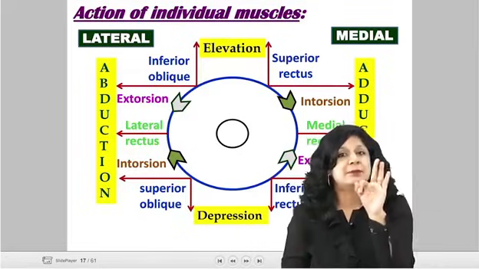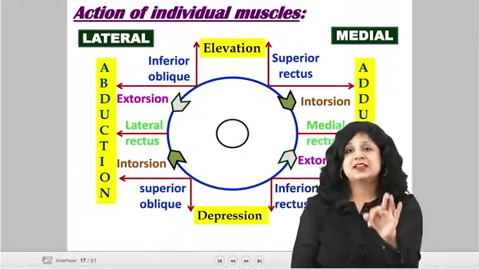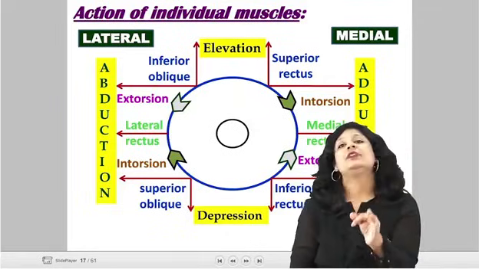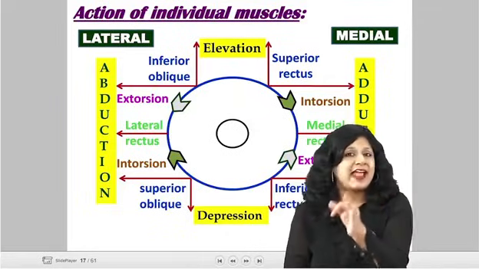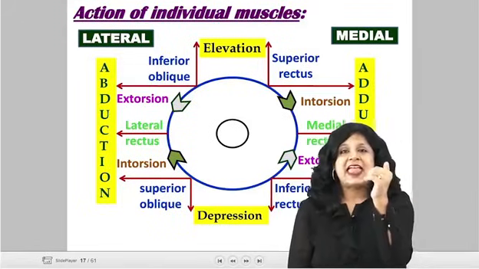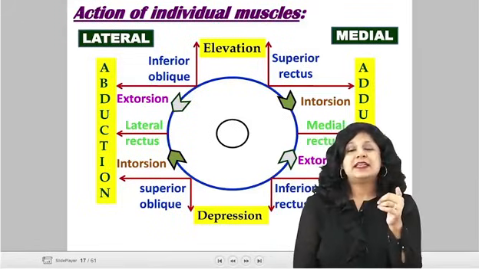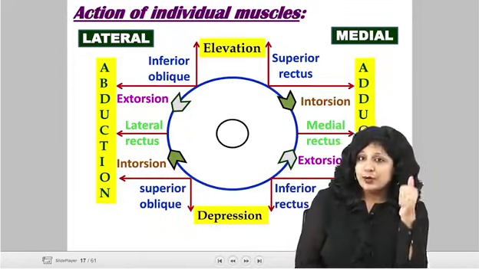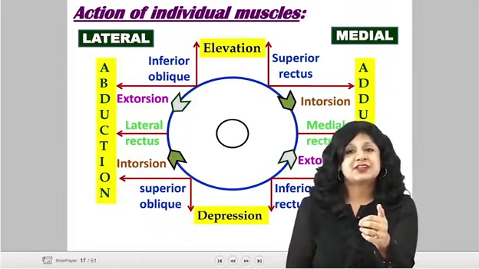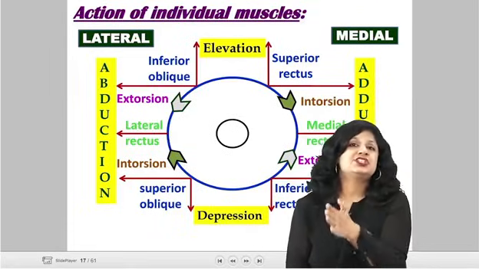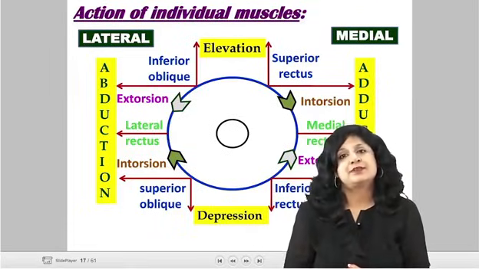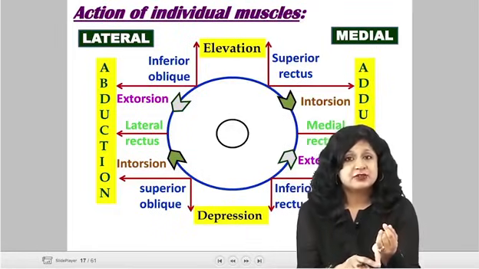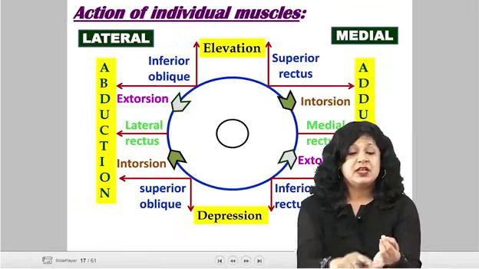Then final step number 3. Step number 3 is the tertiary action, for which you have to follow the, what you have to follow? The RAD, the recti adduct and the obliques abduct. So because this is an oblique muscle, what will be its tertiary action? Its tertiary action will be the abduction. So here you are with all the three actions. Superior oblique causes intorsion, it causes depression, it causes abduction.